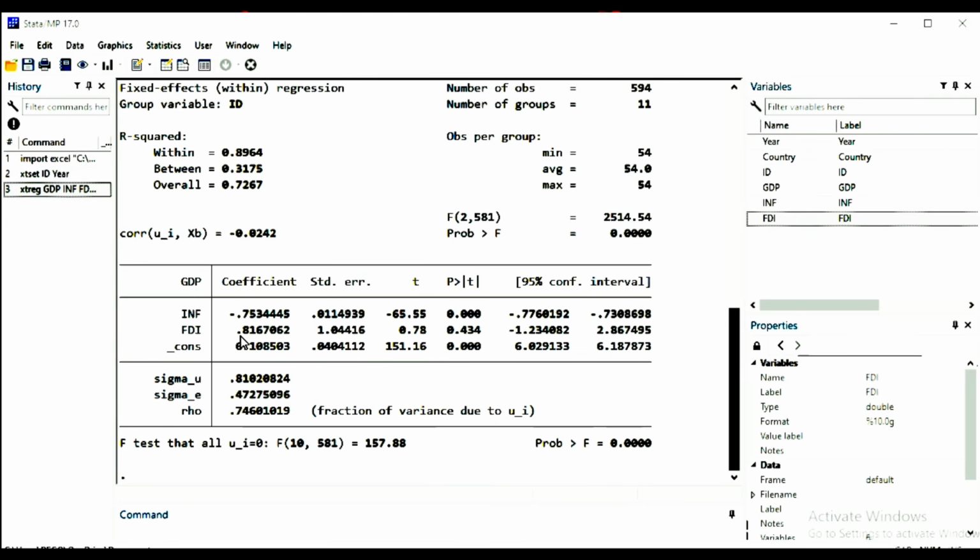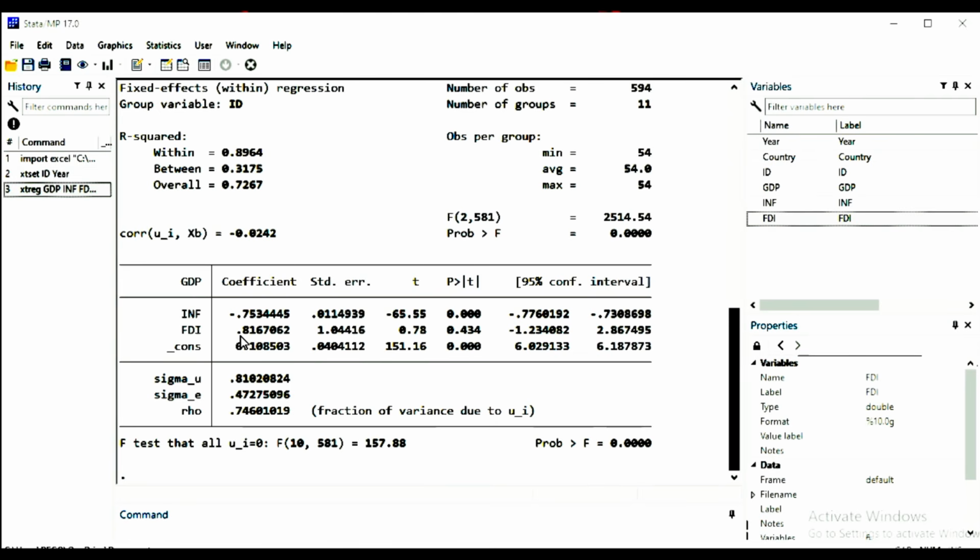Now let's see the statistical properties of our model, starting with the reported F statistic, that is 25.14. The most important thing here is its reported probability value, which is 0.000, much lower than the critical 5%. So this suggests that the model is jointly statistically significant, meaning that inflation and FDI together significantly explain variations in GDP. So the regressors involved in our analysis are relevant.